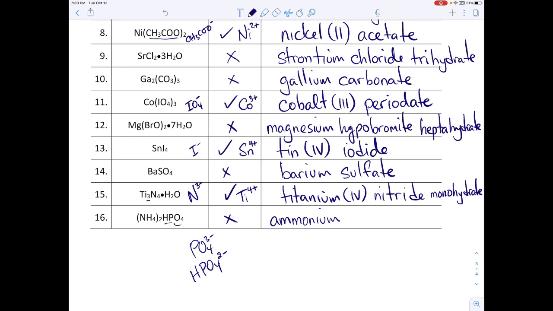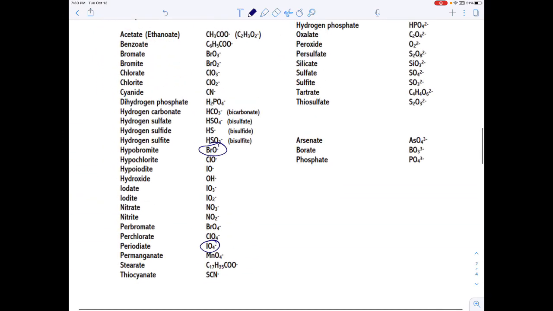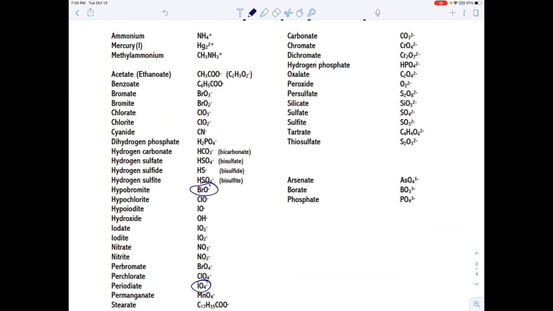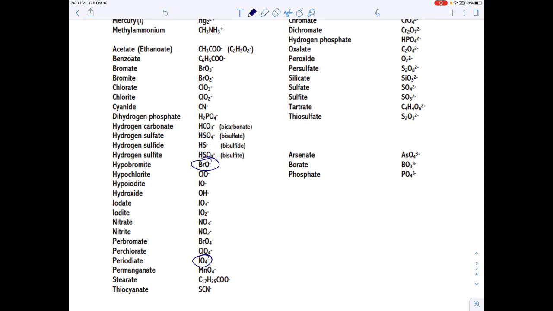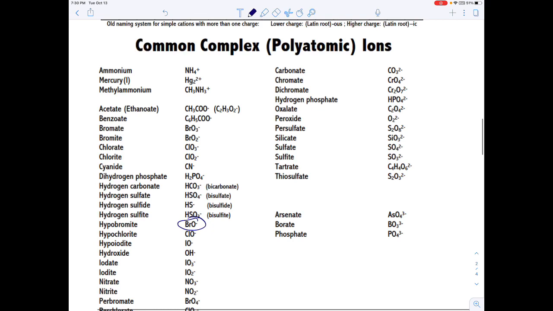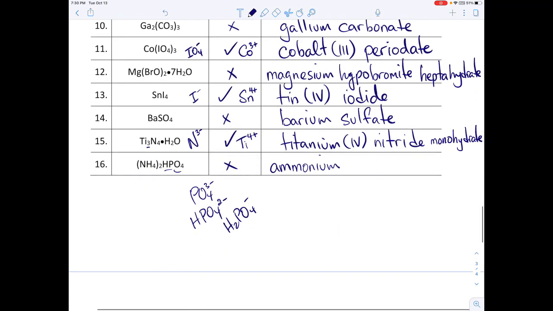If it had 2 H's, then the charge would now be only 1 negative, and now the name would be dihydrogen phosphate. Or you can just look that up in your book here. The HPO4 2-, that is hydrogen phosphate. Where am I seeing that? Oh, it's a 2 minus, so it'll be over here on the right-hand side. There it is, HPO4 2 minus, hydrogen phosphate. So the proper name would be ammonium hydrogen phosphate.